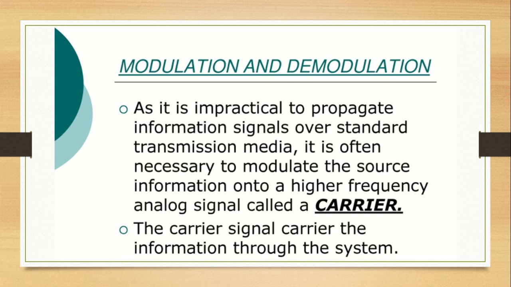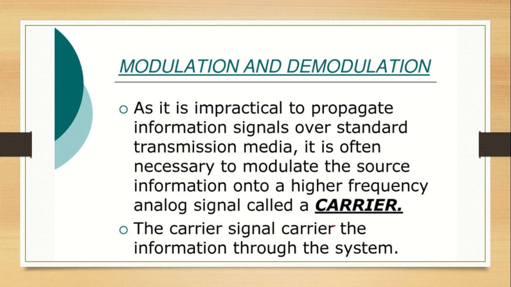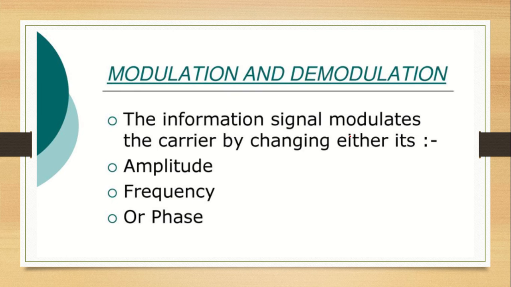Then we have what we call modulation and demodulation. So what is modulation and demodulation all about? As it is impractical to propagate information signals over standard transmission media, it is often necessary to modulate the source information onto a higher frequency analog signal called a carrier. The carrier signal carries the information through the system. The information signal modulates the carrier by changing either its amplitude, frequency, or phase.